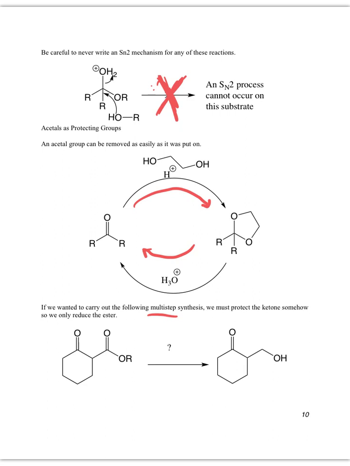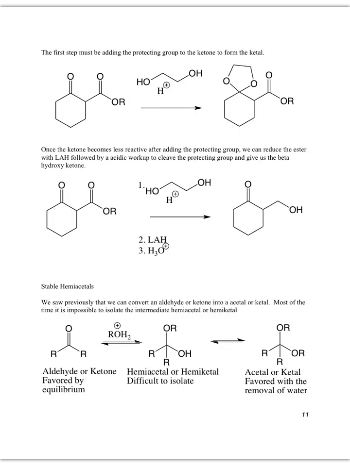Okay, so we can't just add LAH to reduce the ester, because it would reduce both carbonyls. So we have to think about how we can reduce just the ester by keeping the carbonyl, the ketone, around. So how would we go about doing this? The first thing we'd have to do is protect the ketone so we don't do anything to it. So we'd make the ketal with methanol, ethylene glycol, some alcohol, and acid, depending on what acetal or ketal we wanted to make. Okay, the ethylene glycol is a great alcohol to use.